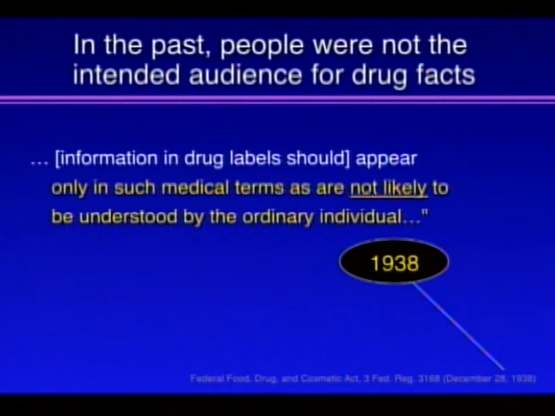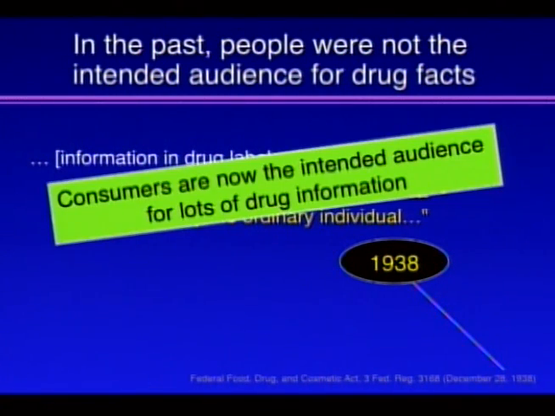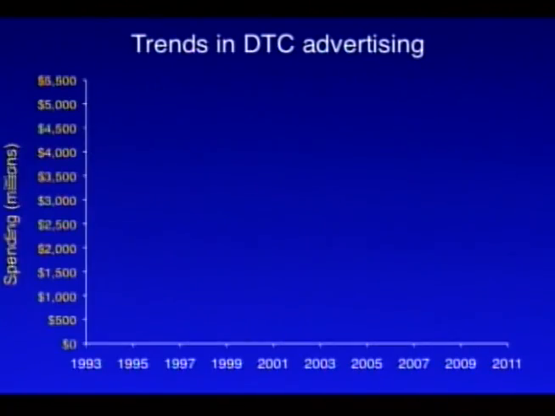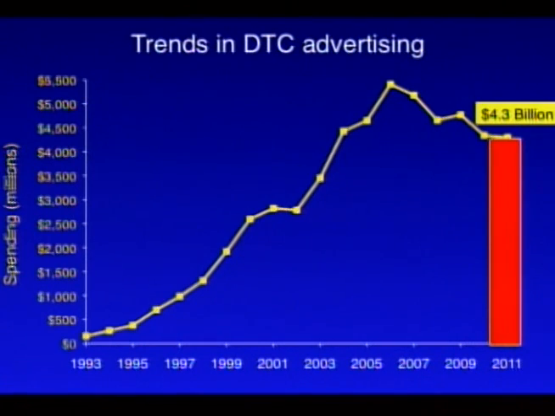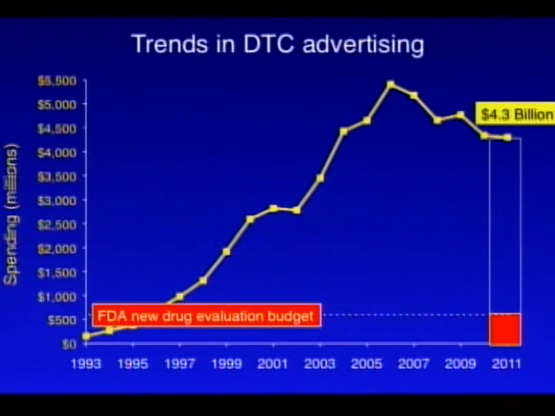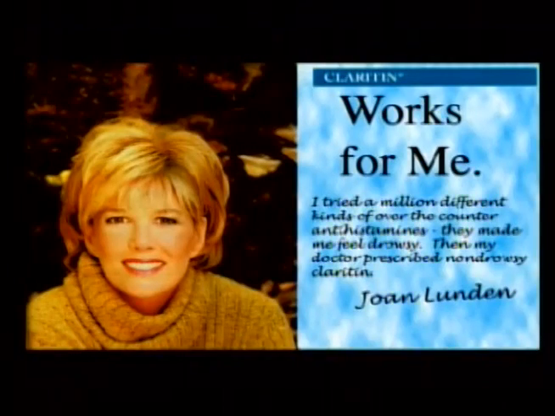So things have changed, of course, and now consumers are the intended audience for lots of drug information, most prominently in the form of direct-to-consumer drug advertising, which is an industry that's taken off in the past 2 decades. The investment in direct-to-consumer advertising has gone up dramatically. It's now at about $4.3 billion a year. For some context, that's about 10 times FDA's total budget for evaluating new drugs. So what do you get for $4 billion? Well, you get stuff like this.